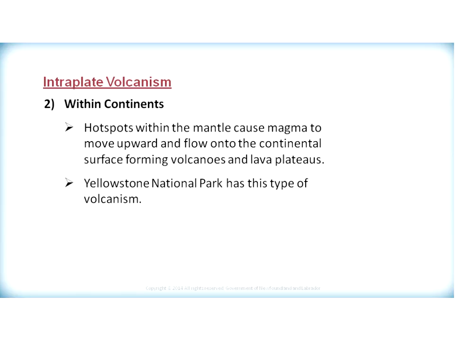The second place where intraplate volcanism occurs is within continents. Hotspots within the mantle cause magma to move upwards and flow out onto the continental surface, forming volcanoes and lava plateaus. These features can be seen in Yellowstone National Park, which has this type of volcanism.